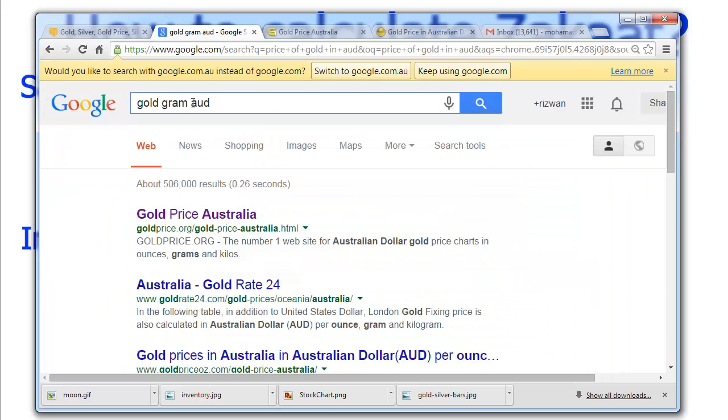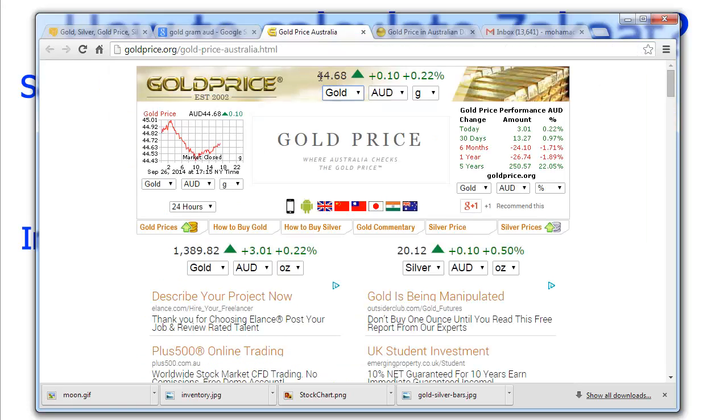Another way to do it is to just type it in Google. Type in gold, gram, Aussie dollar. The first one that comes up is goldprice.org. You go to goldprice.org, and at the top here you can choose gold or silver, you can choose your currency, and you can choose either ounces, grams, or kilograms.